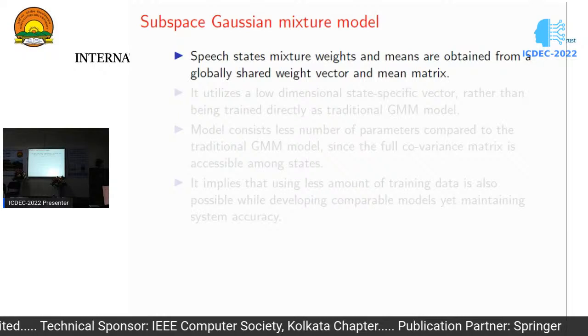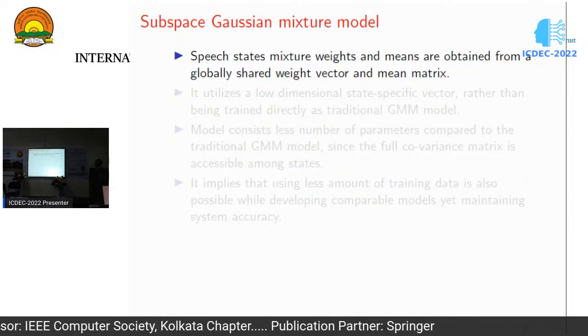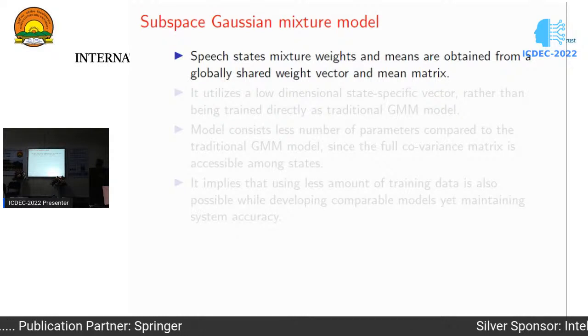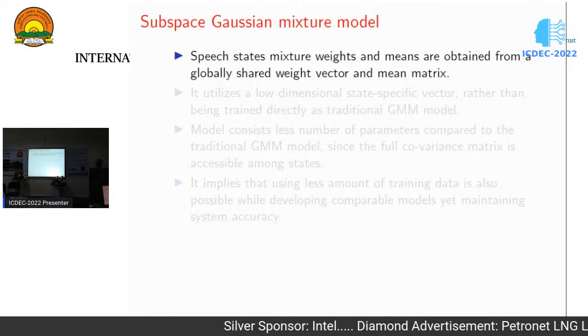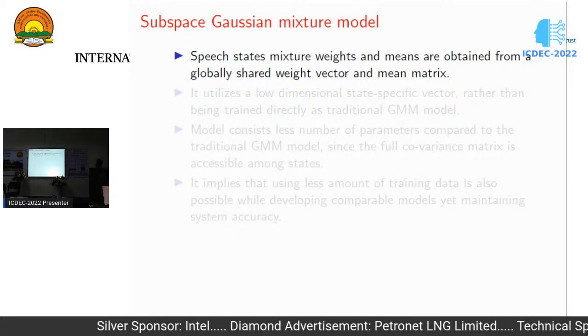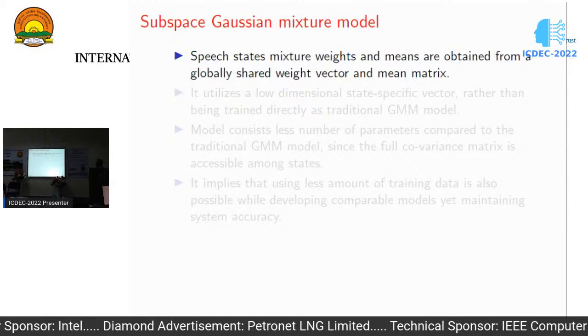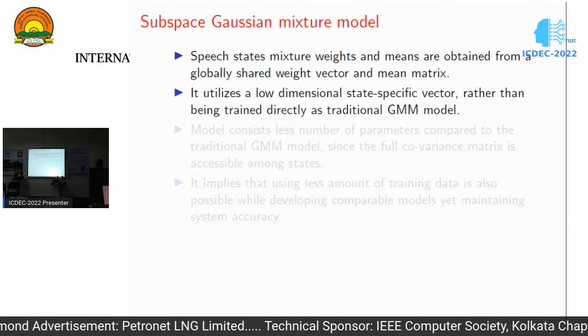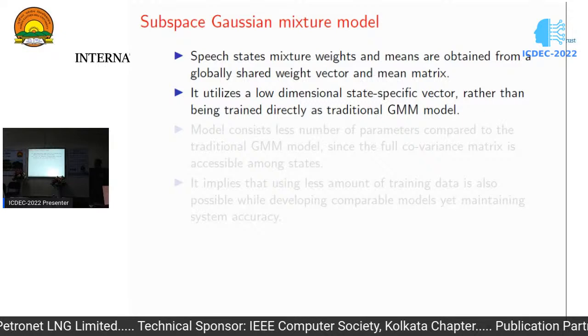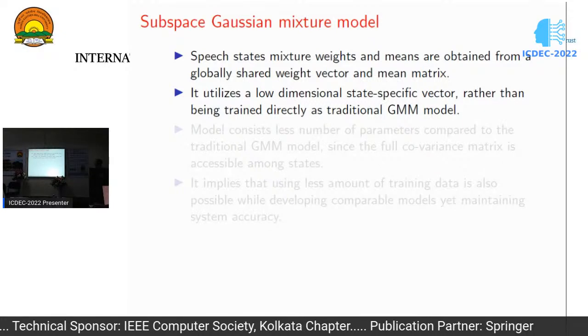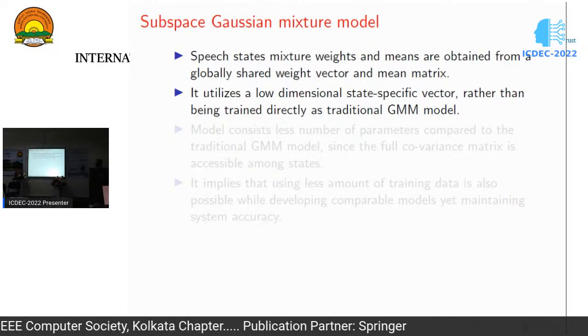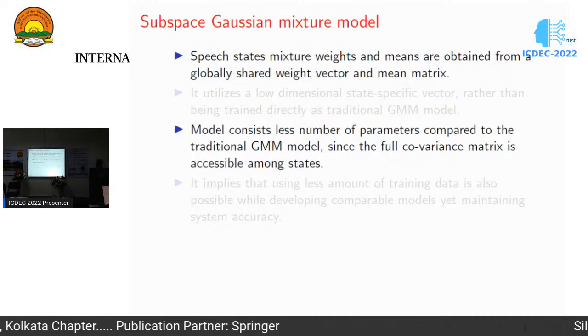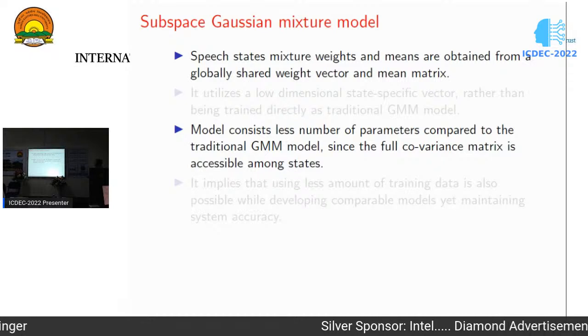So this is the subspace Gaussian mixture model. Here, the mixture weights, the means, and the covariance are obtained from a globally shared weight and mean matrix. So it utilizes a low-dimensional state-specific vector rather than being trained traditionally as a GMM model. So the model consists of fewer parameters compared to a traditional GMM, since the full covariance is shared among states. So inside that particular state only, the parameters are shared.